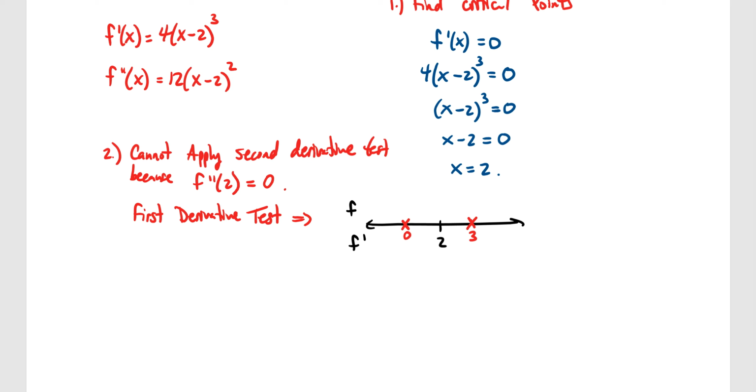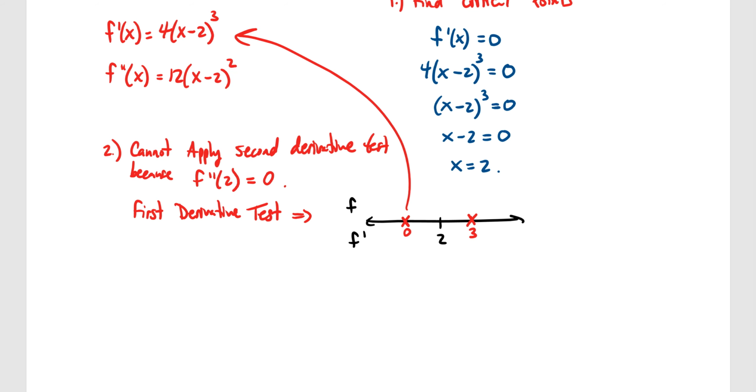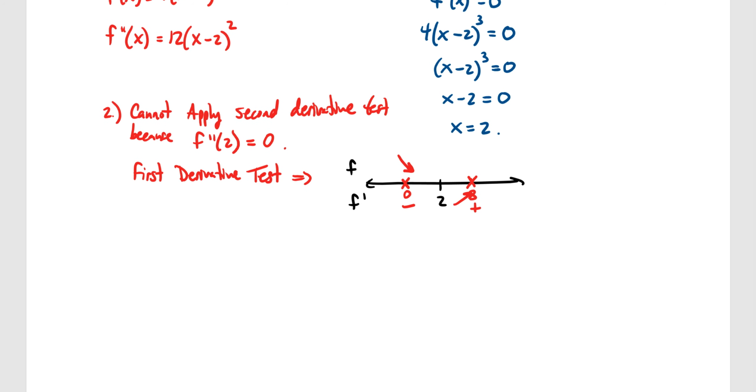So plug in a 0 into f prime. 0 minus 2 is negative 2. Negative 2 cubed is negative 8. Negative 8 times 4 is negative. So that's going to be negative, so that means f of x is decreasing. Now we plug in a 3. 3 minus 2 is positive 1. 1 cubed is positive. 1 times 4 is positive. So f is increasing. So that tells us there is a relative min at the value x equals 2 because it changes from decreasing to increasing. That means it's a relative min.